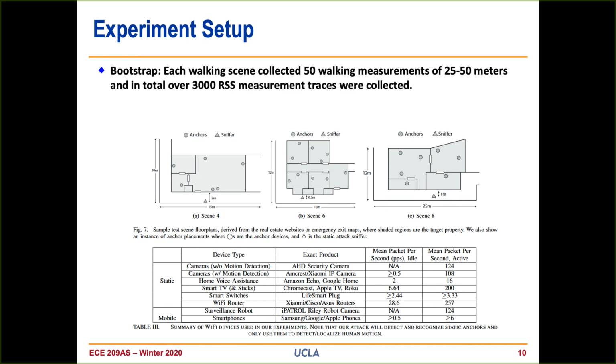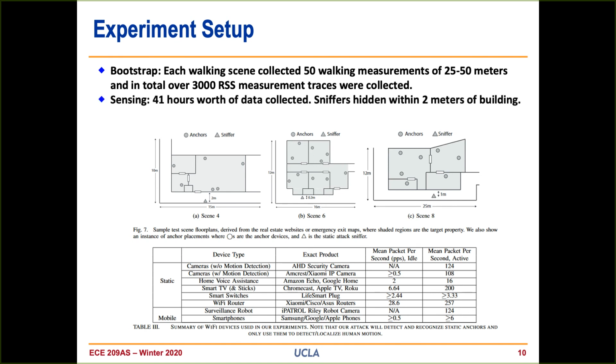So in the bootstrapping phase, there were 50 walking measurements of about 25 to 50 meters with over 3,000 RSS measurement traces that were collected. And for the sensing phase, over 41 hours worth of data was collected, and the sniffers were hidden within 2 meters of each of the buildings. And scene 4, scene 6, and scene 8 were just particular floor plans that were publicly available, and then all the anchors and the sniffer locations were then added on to after the fact to see how accurately everything was placed.